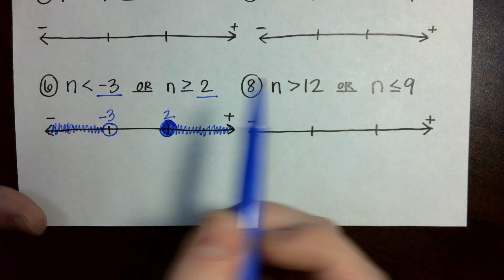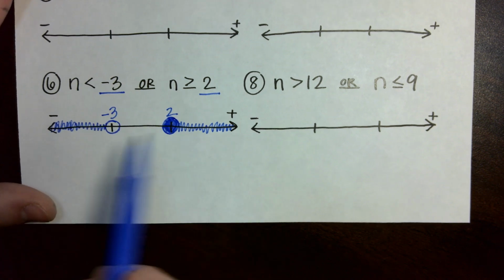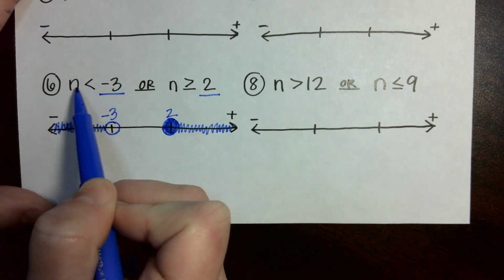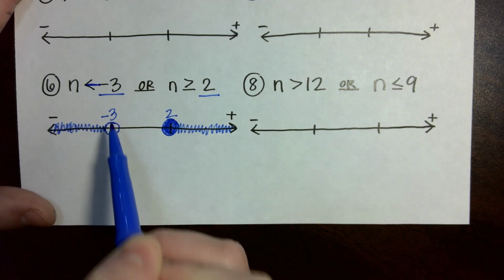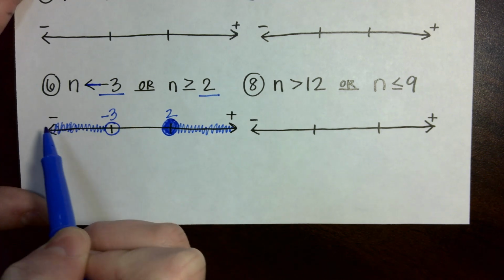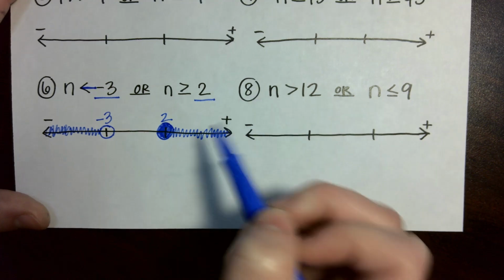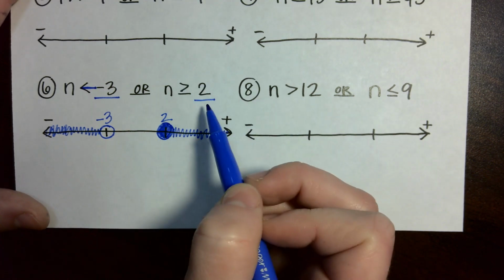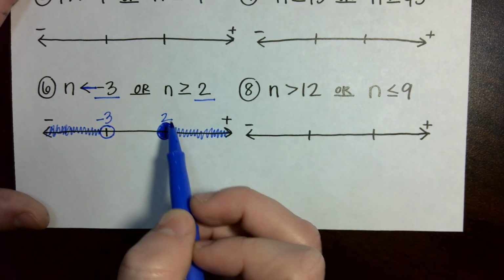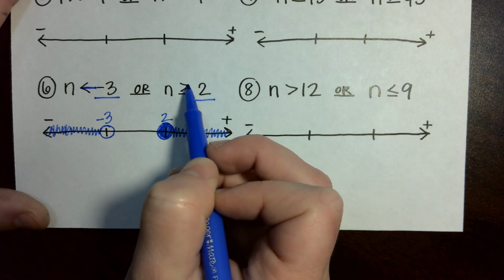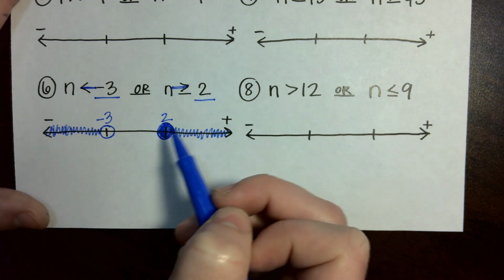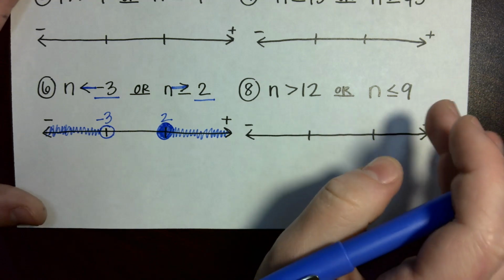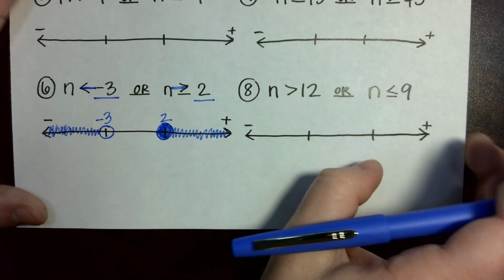But, you know, you just never know. It's always good to be careful. So just like Geneva said, I've got N is less than negative 3. So I start from negative 3, and less goes to the left, and greater than or equal to 2. So from the 2, we go towards the larger numbers because N is greater than or equal to 2.